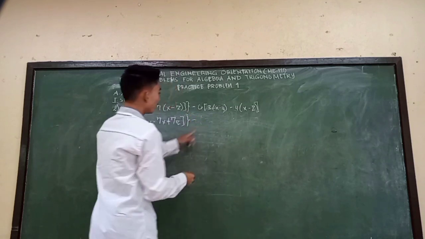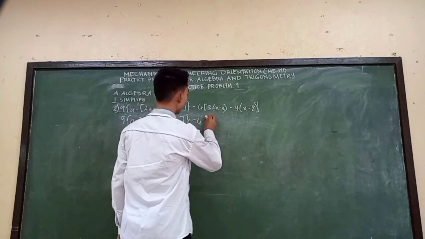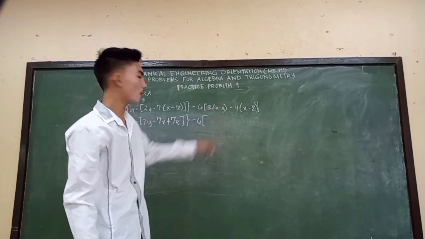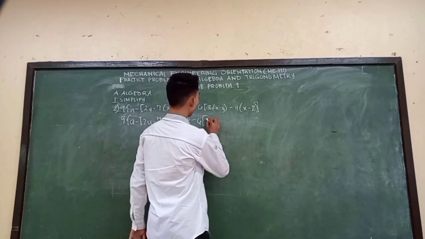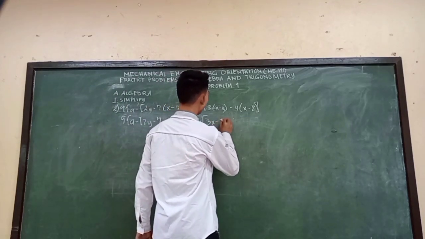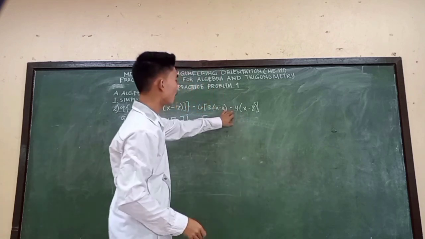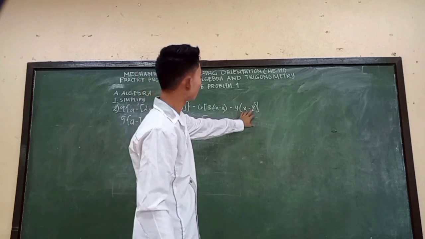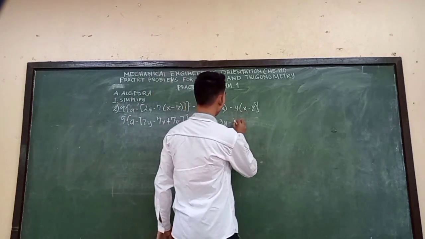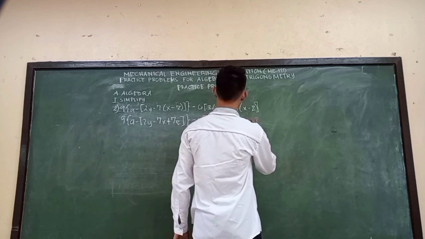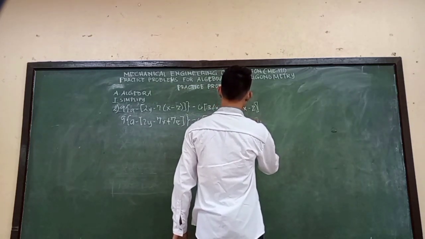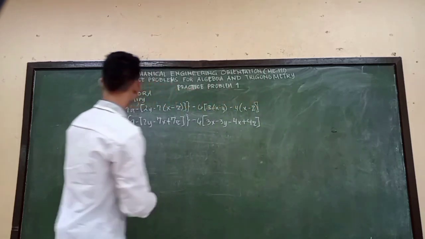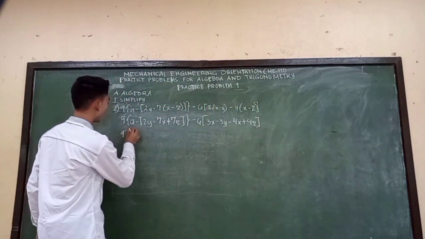And then now here we will copy negative 6 and distribute this 3 with x minus y. So it will be 3x minus 3y. And then we will also distribute negative 4 with x minus z. So it will be negative 4x plus 4z. Copy.